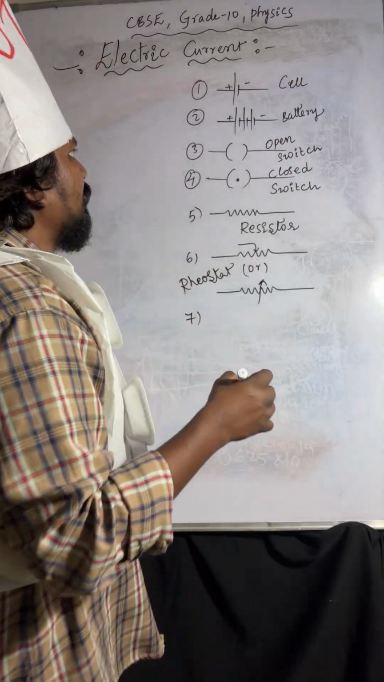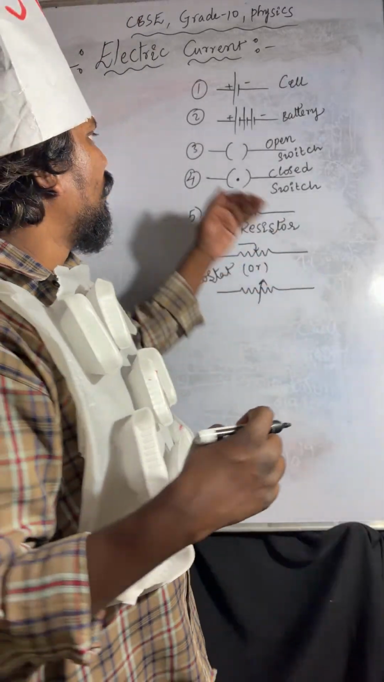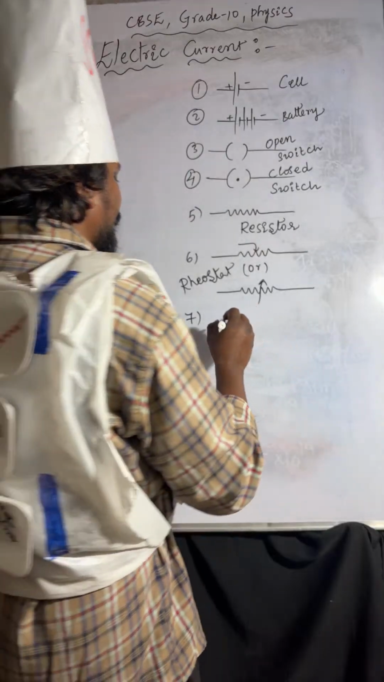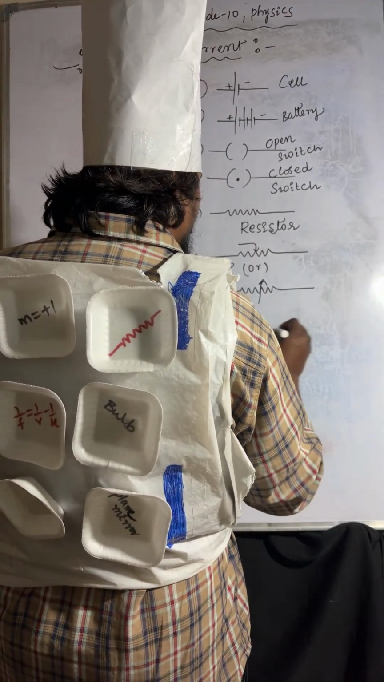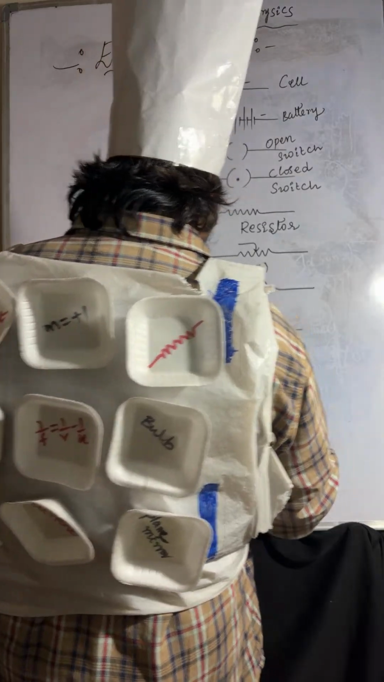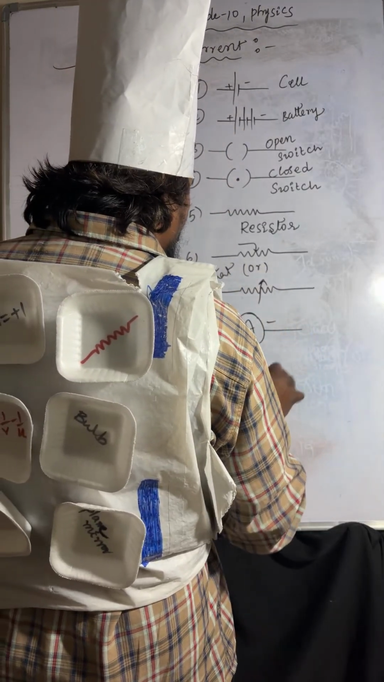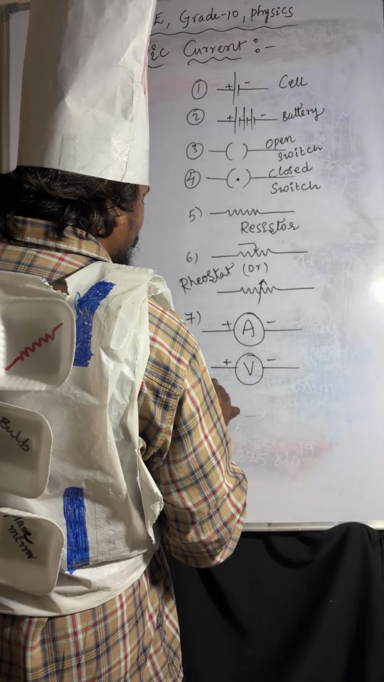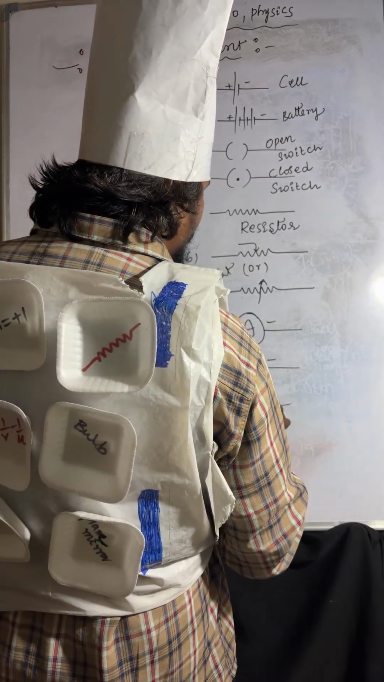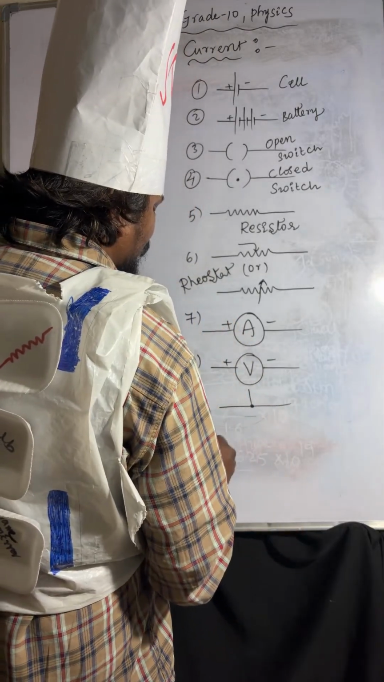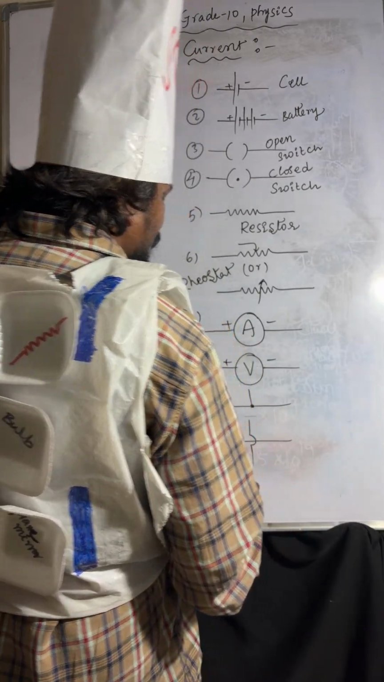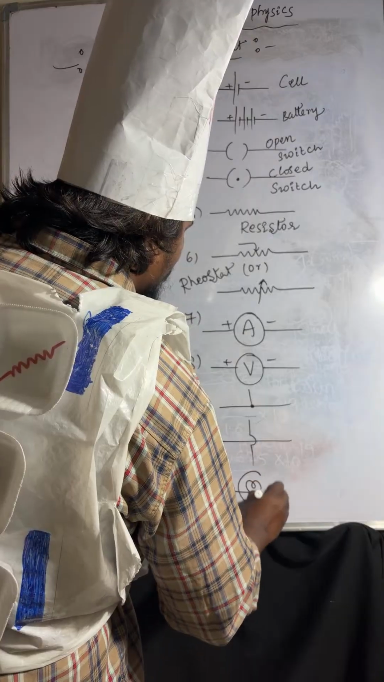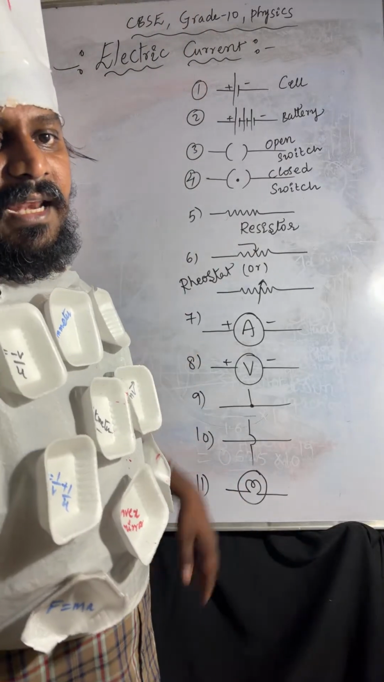And seventh one, cell, battery, open switch, closed switch, resistor, rheostat. Next one, ammeter, positive terminal, negative terminal. Eighth one, voltmeter, positive terminal, negative terminal. Next one, wire joining. 10th one, wire crossing, and 11th one is bulb. So this is the bulb. Okay, so these are electrical elements.